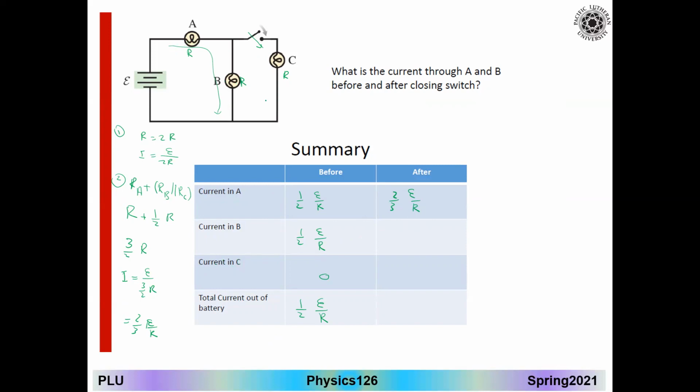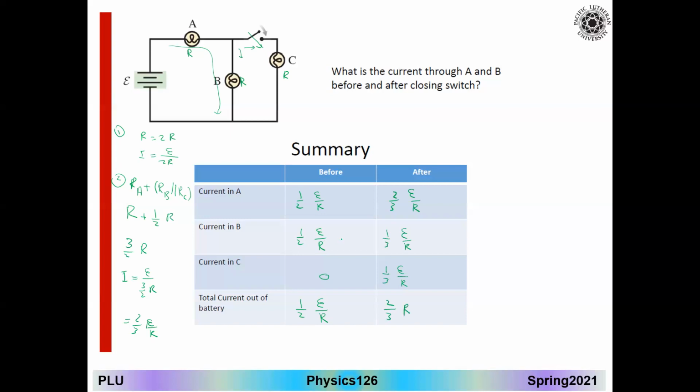Now what about C and B? Since the two resistors are equal, the current will be divided equally. What does that mean? I have here 1/3 E over R for B, and for C, the same, 1/3 E over R. Again, because my two resistors are equal, the current will be equal. Regarding the total current, it is the current through A, or the current that comes from the source, 2/3 E over R.